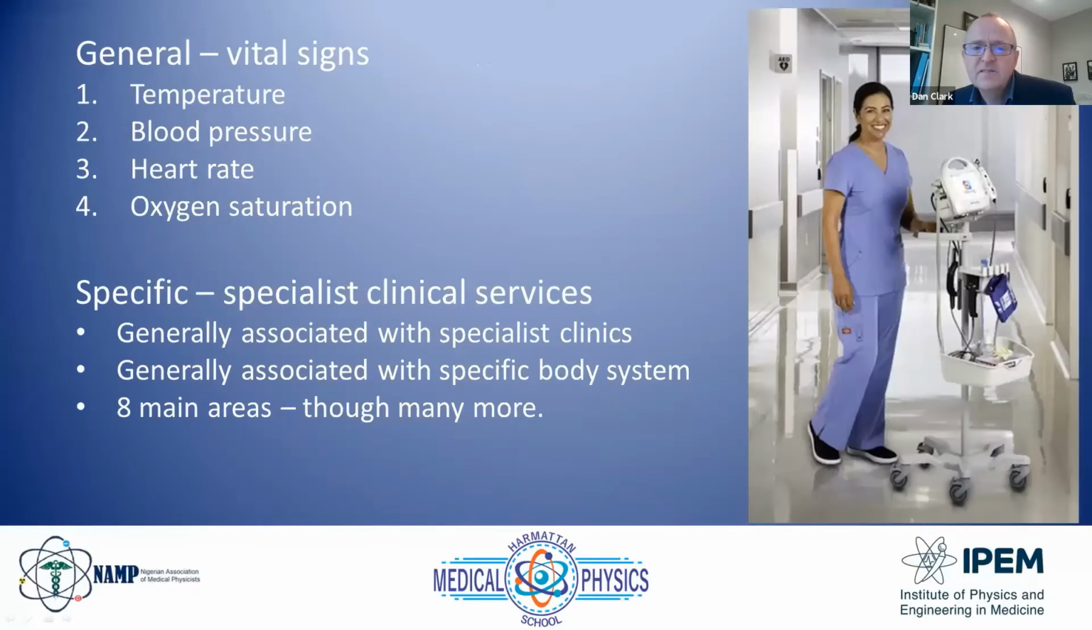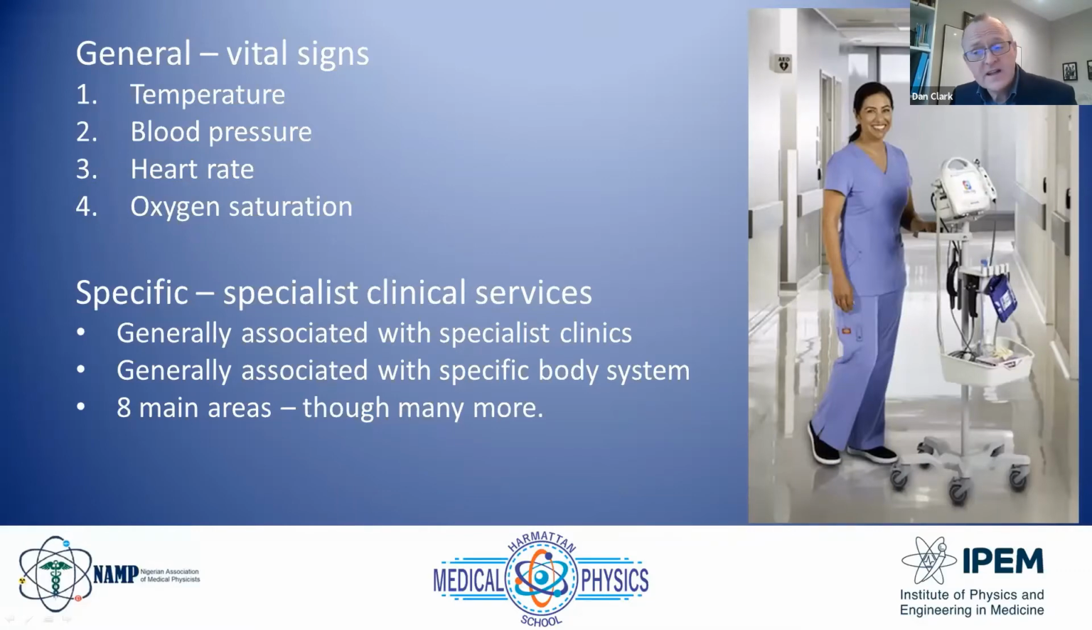There are essentially two broad categories of physiological measurement. The first is very general. Almost every time a patient comes into contact with healthcare, the doctor, the nurse, or the healthcare professional might well make one of these general measurements, which we sometimes refer to as vital signs. These four key measurements are temperature, blood pressure, heart rate or pulse, and oxygen saturation. As I said, they're core, they're ubiquitous across healthcare.